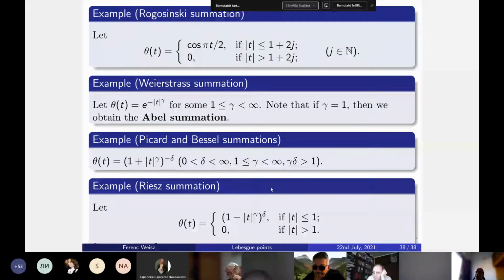These are special cases. This is the Rogozinski summation, the Weierstrass summation. Here theta is equal to e to the power minus t to the power gamma. If gamma is equal to 1, then this is the Abel summation. Here you can see the Picard and Bessel summation, and in the last one, the Riesz summation. If delta is equal to gamma is equal to 1, then we get the Fejér summation. Of course, there are other summability methods which are special cases. So this is my last slide.